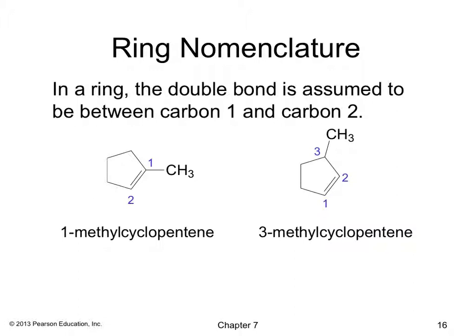In a ring, the double bond is assumed to be between carbons 1 and 2. So for example, shown here, we are labeling this one because it'll give you the lowest number in terms of the substituent, 1, 2. So this would be 1-methylcyclopentene. Here, you want to make sure the numbering doesn't start at the substituent, but at the actual double bond. So it's 1, 2, 3. So this would be 3-methylcyclopentene.